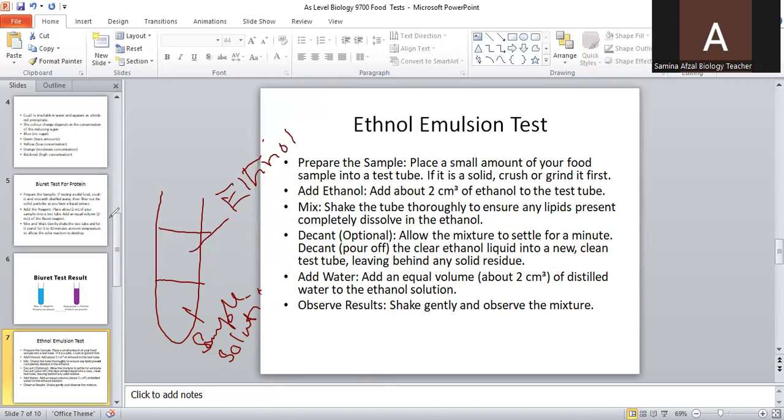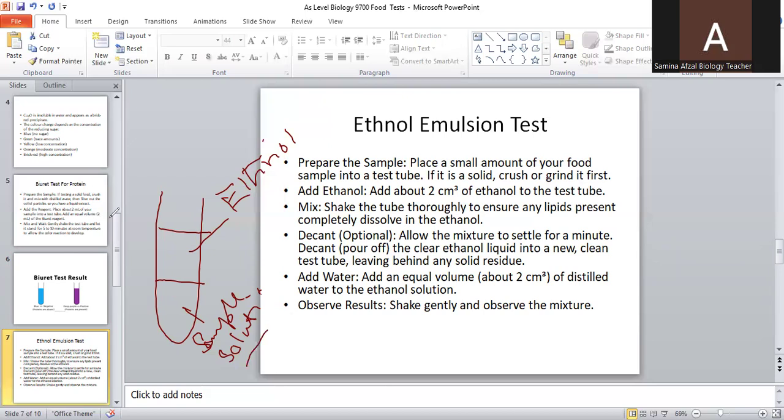At that time, this is very optional, you can allow the mixture to settle for a minute, or you can decant the clear ethanol liquid into a new clean test tube, leaving behind any solid residue. It depends, but you can do without decanting it. When you add ethanol to the sample, the clear solution will appear over there.